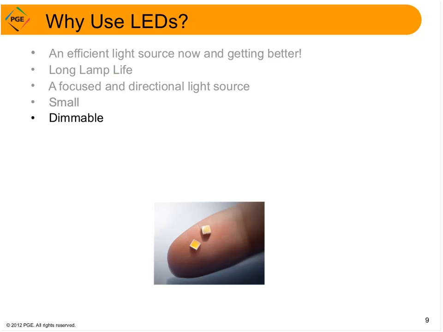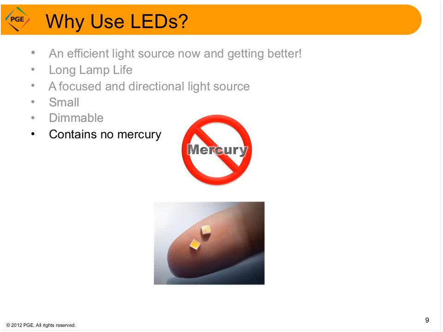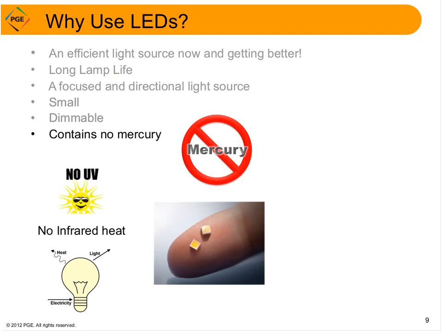Dimmability is a strong feature of LEDs. However, compatibility with existing dimmers is a current issue. Some really good news about LEDs is they don't contain any mercury like fluorescent and HID sources. They also don't have any ultraviolet, which can be harmful to people and merchandise. They also don't have infrared heat, which is especially true of incandescent reflector lamps. But keep in mind, you're still going to have some generated heat with LEDs. It's a conductive heat.